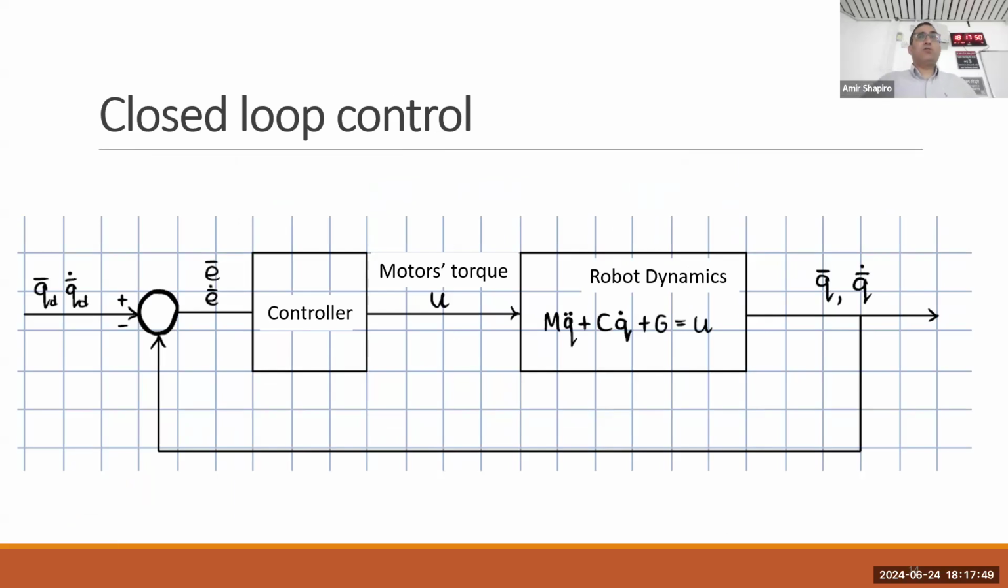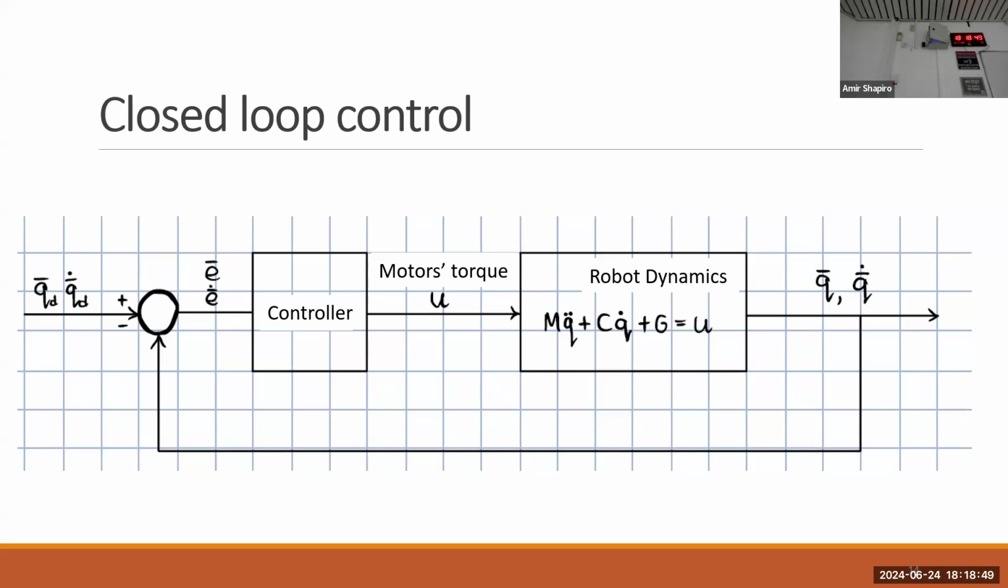Now we'll talk about the control of a system. Say we have a robot dynamic, as we said before, with the matrices M, C, and G, and U, which is the torque in the motors, something that we control. So this is the motor torques. And we have a controller that controls the torque, which gets as an input to the dynamical system. From the dynamical system, we get a motion of the system, Q and Q dot. This gets as a feedback to our system.